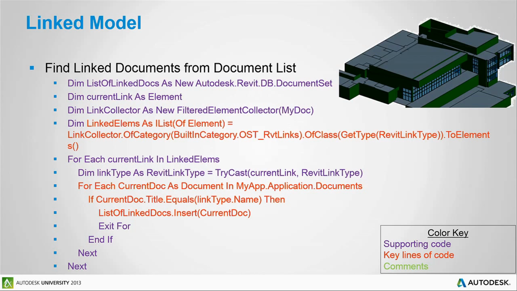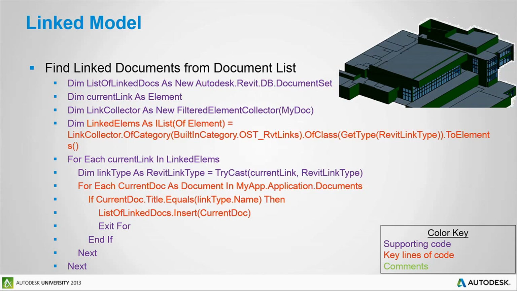Now the second section of red has the myapp.application. The myapp is a name that I made up, but it is of type application. As soon as I say application.documents, it returns all of the documents that are in memory. This is everything that's opened, all your open documents, but also all of the documents that are linked to those open documents. And if you only have one project open, essentially everything in there is going to be a linked document. So you may not have to do that first part.